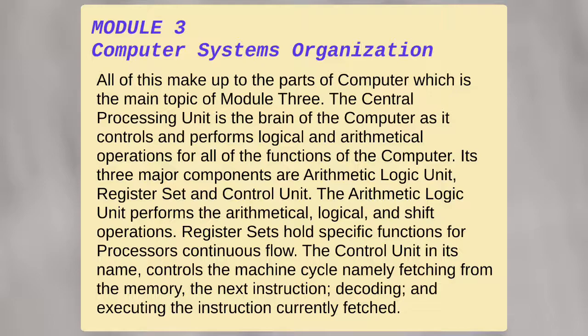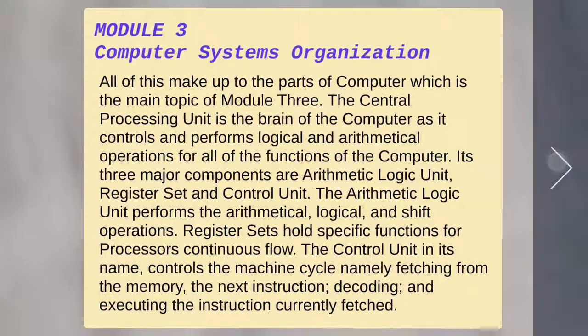The arithmetic logic unit performs the arithmetical, logical, and shift operations. Register sets hold specific functions for processors' continuous flow. The control unit, as its name says, controls the machine cycle, namely fetching the next instruction from the memory, decoding, and executing the instruction currently fetched.